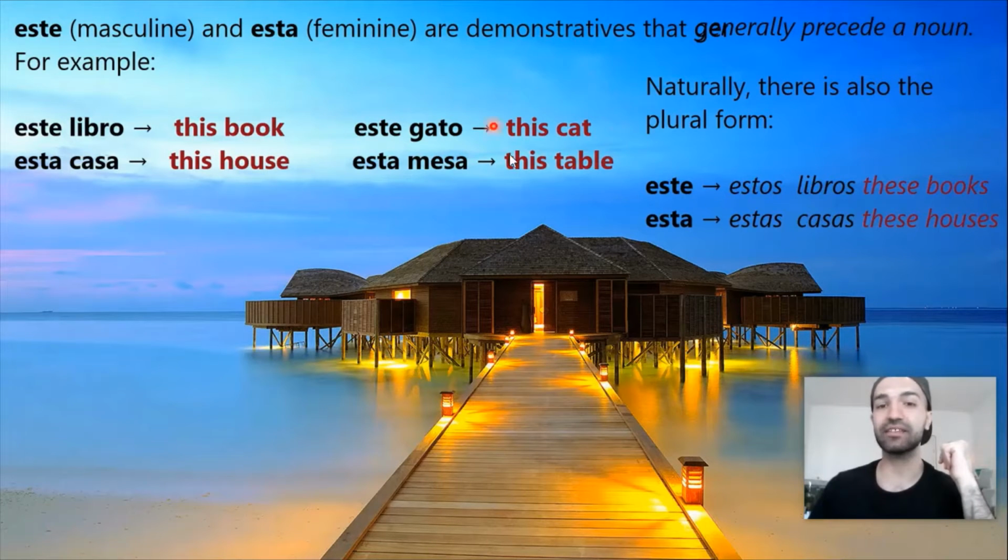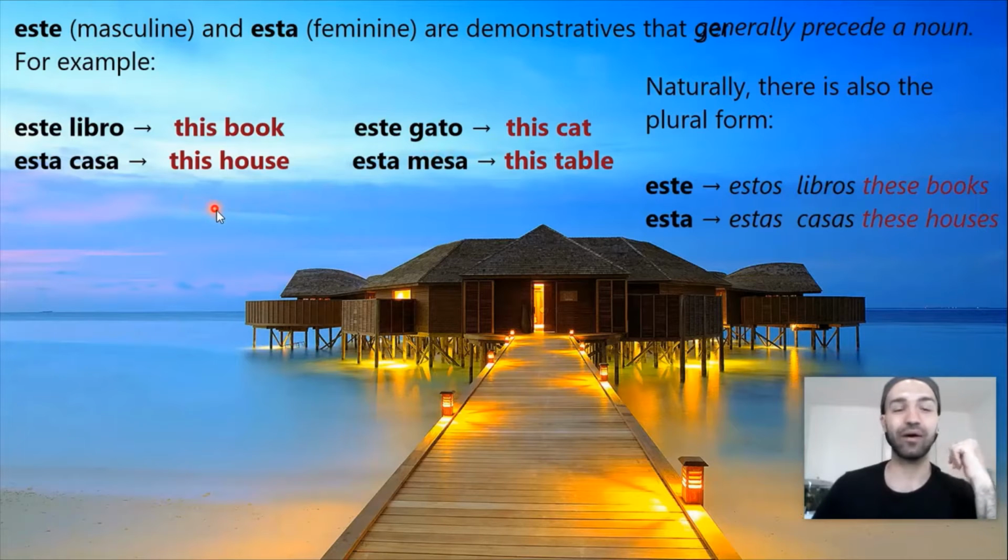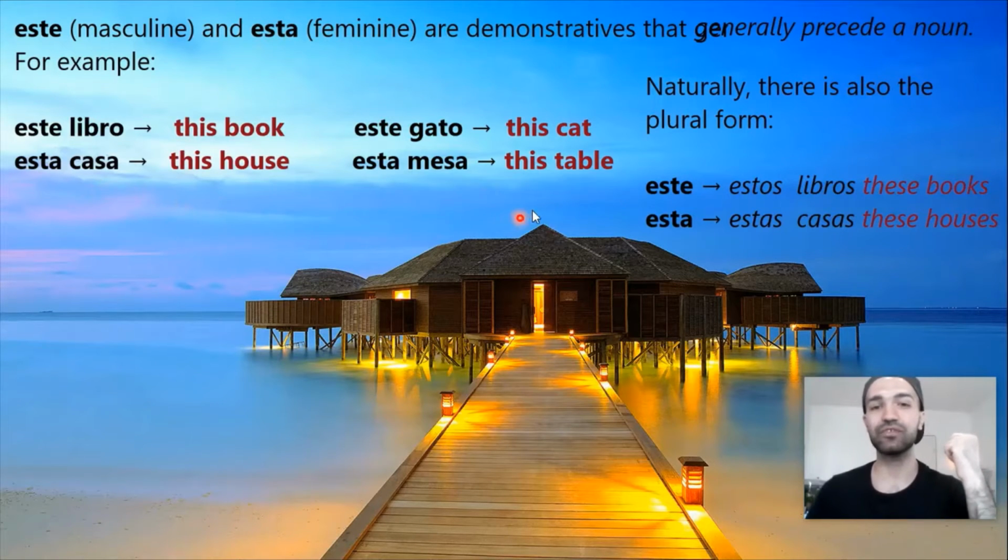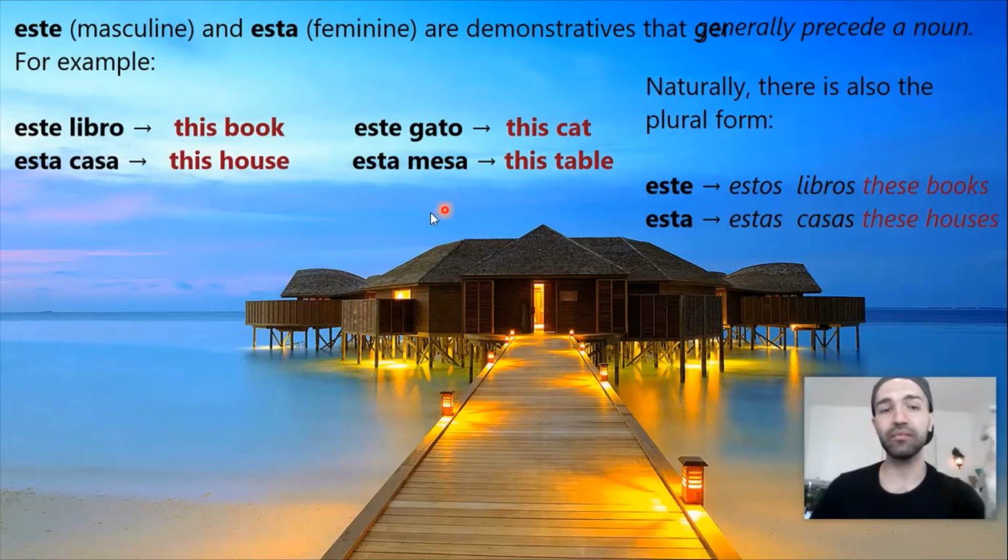How to say this cat? Cat is gato. And gato is a masculine noun, so we say este gato. Now, how to say this house? House is casa. Casa is a feminine noun. So we say esta casa. How to say this table? Table is mesa. And mesa is a feminine noun, so we say esta mesa.